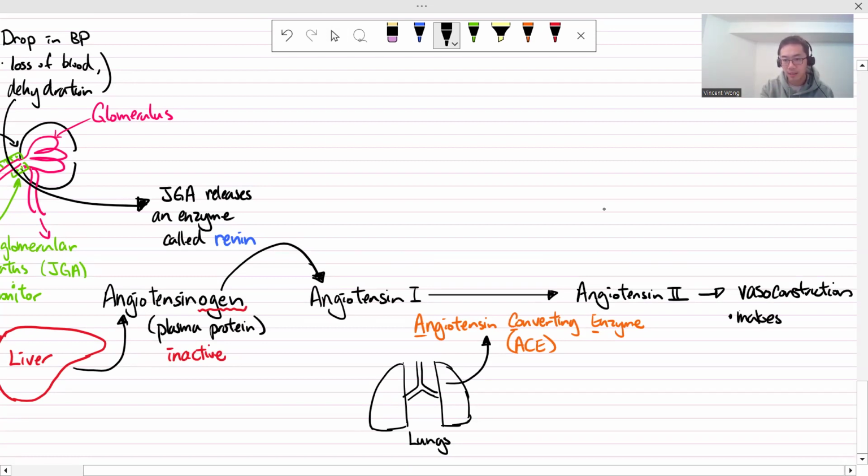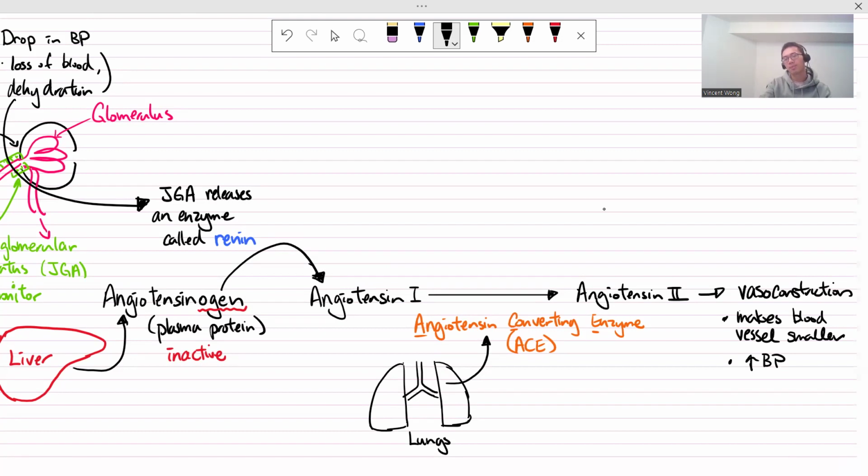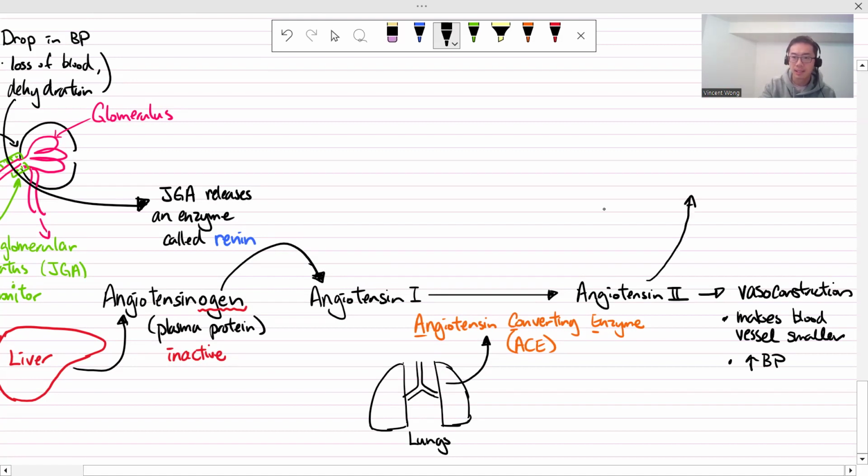Makes blood vessel smaller. Squeeze them up, people. And that's going to hopefully increase the blood pressure enough. But sometimes that's not enough. Right? Which is why this is going to go to another place.